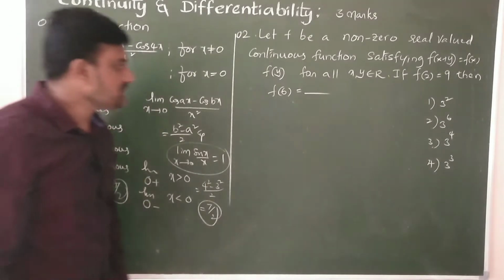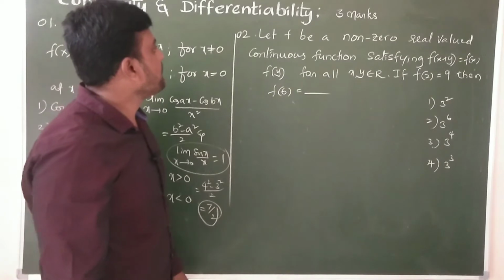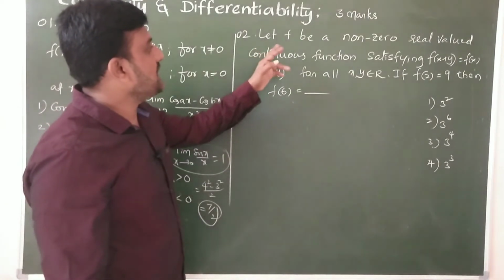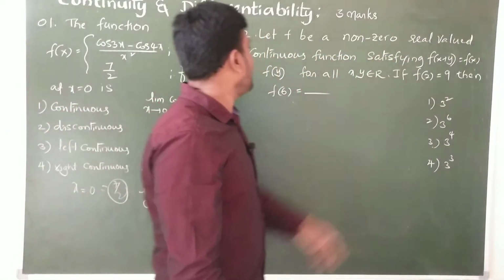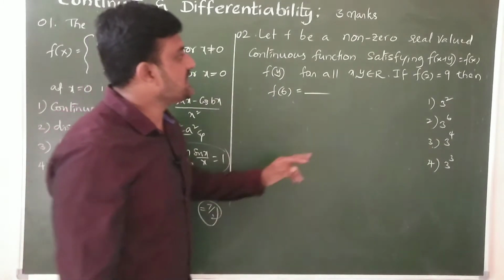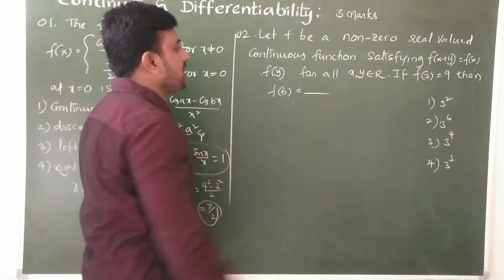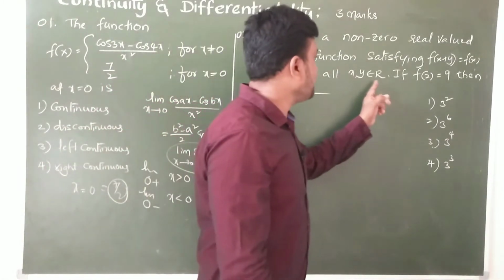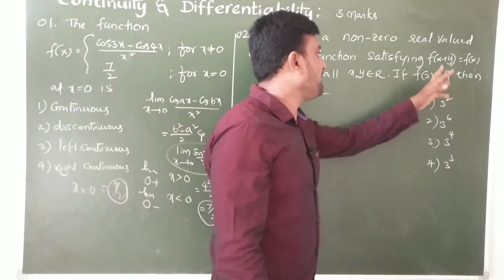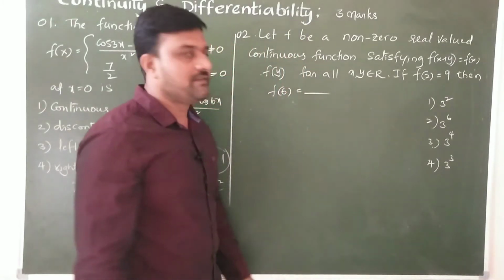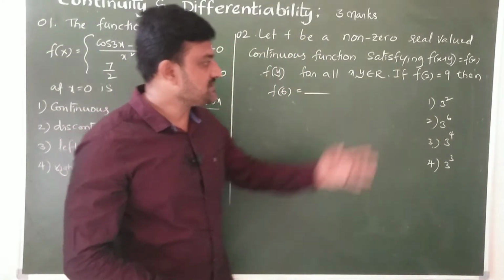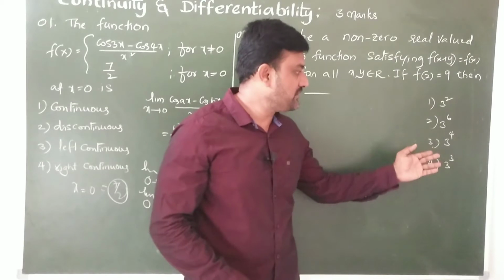Let the function f be a non-zero real valued continuous function satisfying f of x plus y equals f of x into f of y for all x, y belonging to R. If f of 2 equals 9, then what is f of 6? The options are 3 square, 3 power 6, 3 power 4, 3 cube.